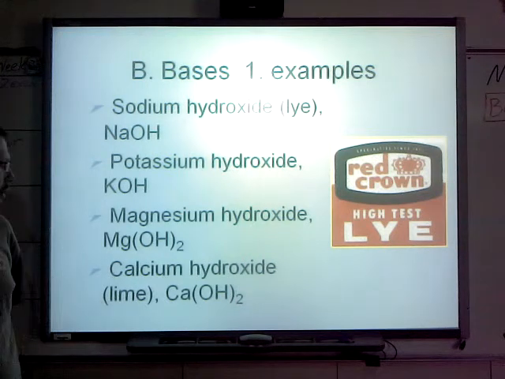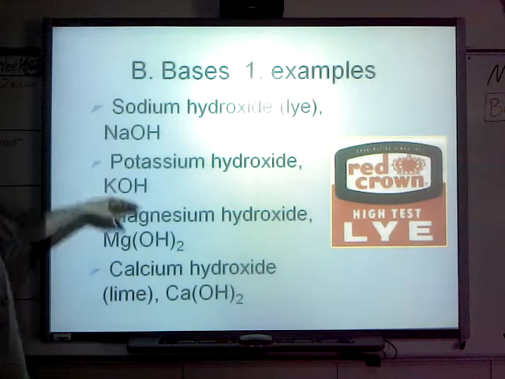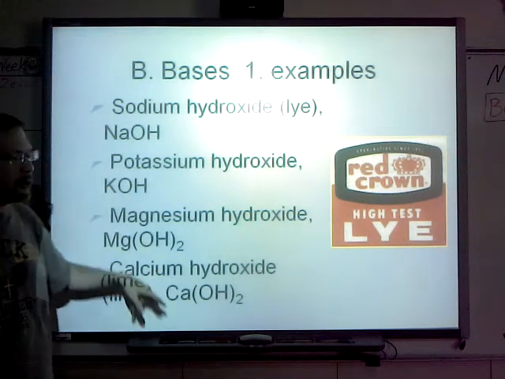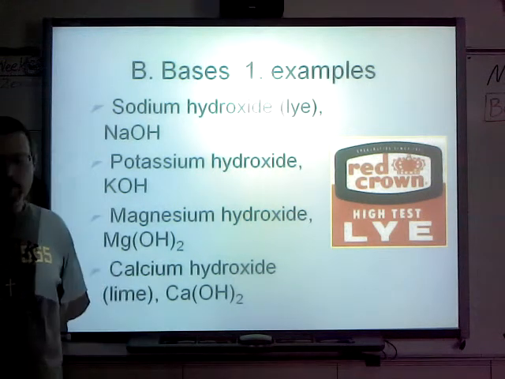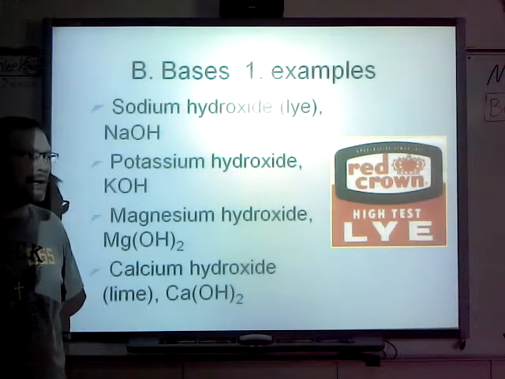Calcium hydroxide, lime water, CaOH. Notice the hydroxide keeps showing up not only in the name but also in the formulas of all those. Anytime you find that hydroxide ion, odds are you're going to have something that's a base. And that's it.